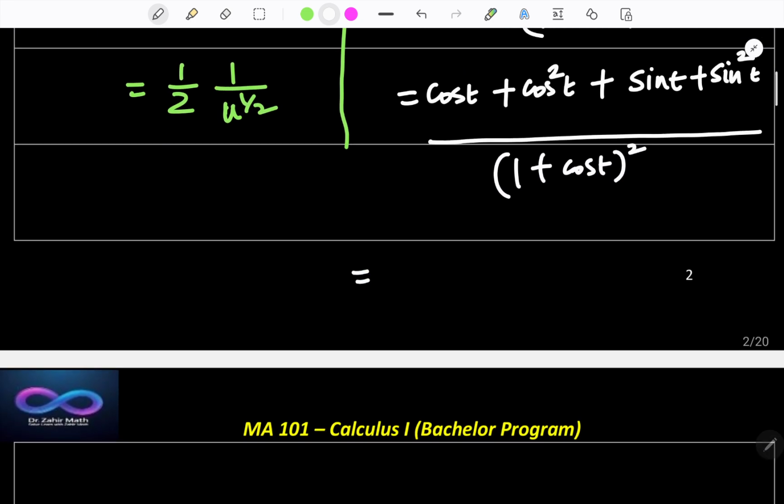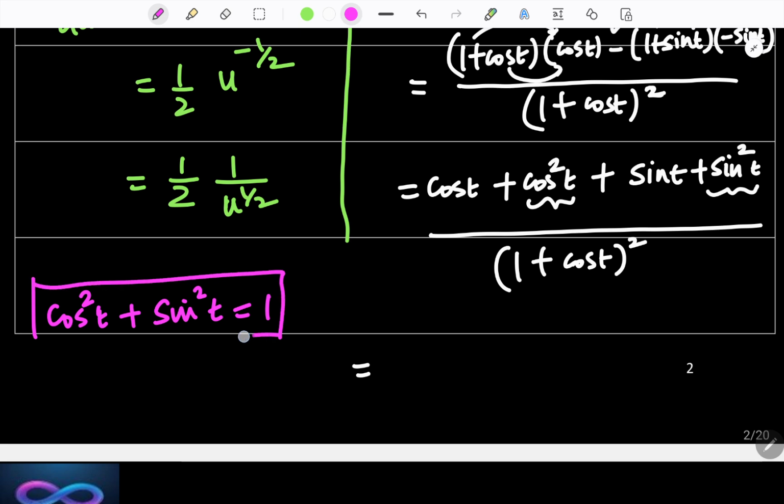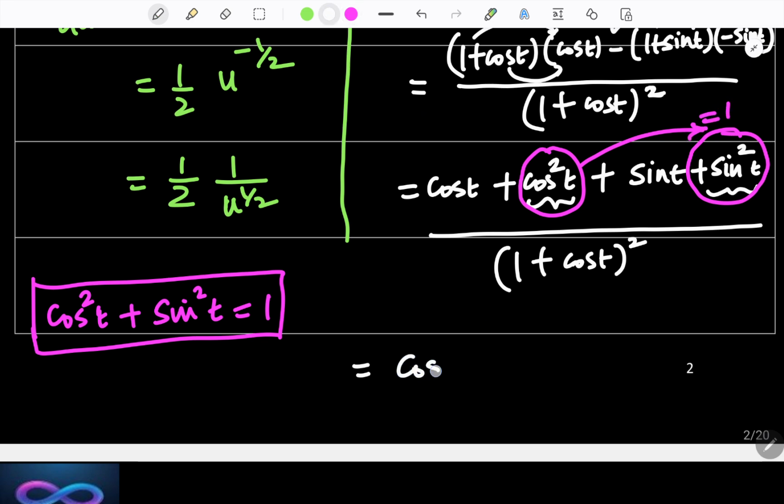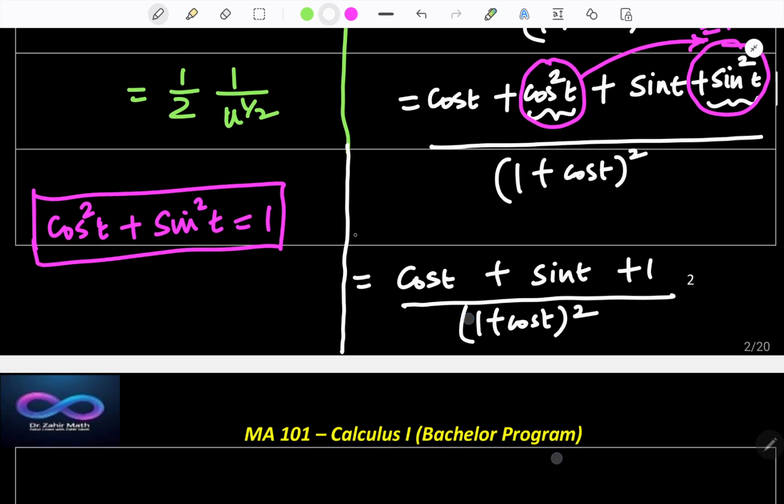Let us continue. Look here, there is a cosine square t and sine square t. What is cosine square t plus sine square t? You studied in math 002 that it is equal to 1. So therefore, cosine t plus sin t plus 1 divided by (1 plus cosine t) the whole square. So this is your derivative, du divided by dt.